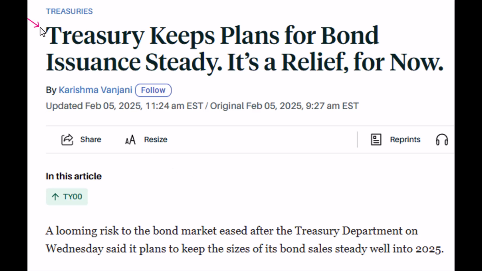And so what Treasury's doing here is keeping bond issuance steady. This came out today at 11:30, and we're going to talk about the bond market in a second. Why do you care about this? Well, when you have an issue, there's 2 things.